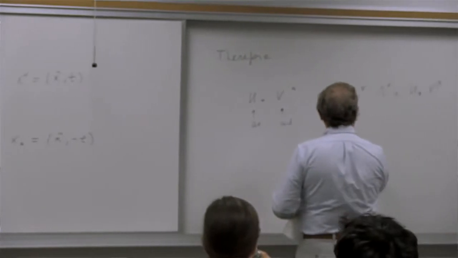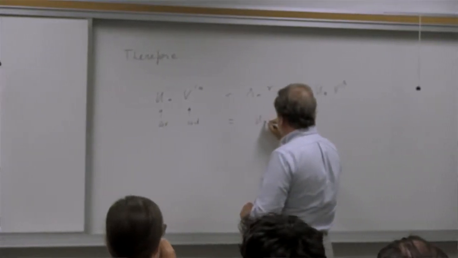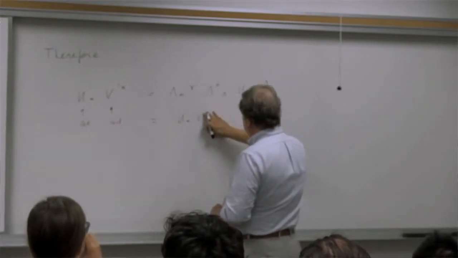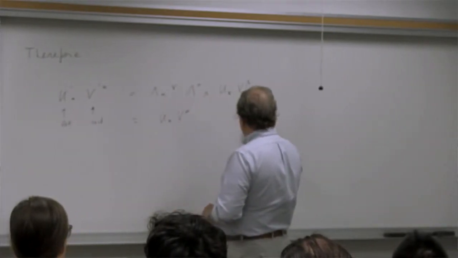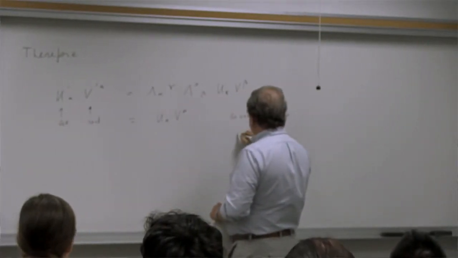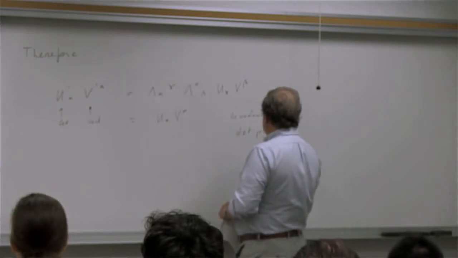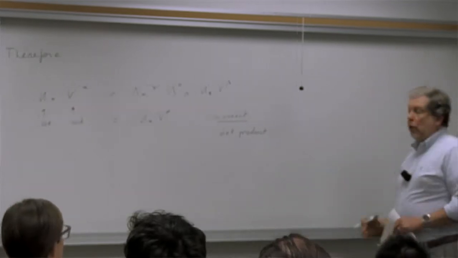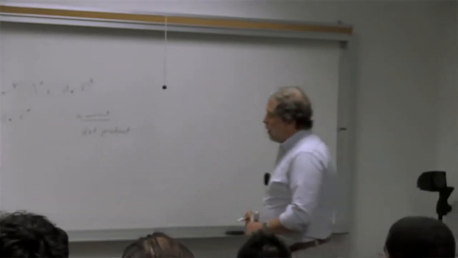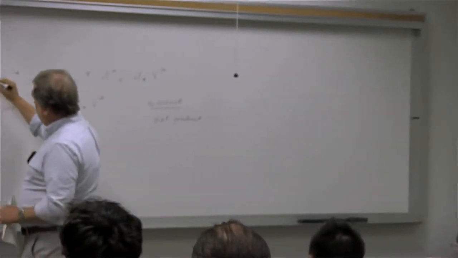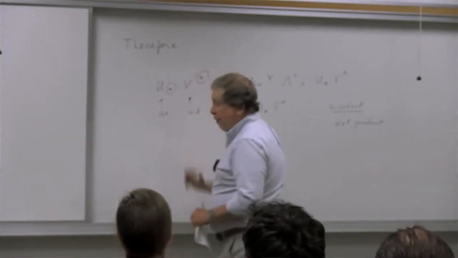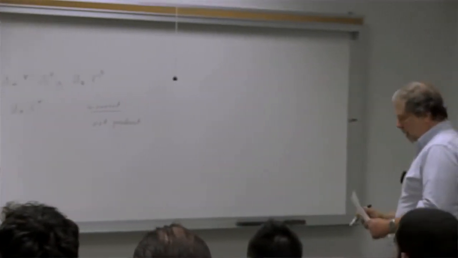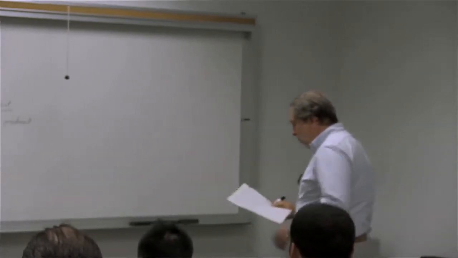So this is the same as u alpha v alpha, and that means that this is an invariant. An invariant dot product between four vectors. So it is essential that you have an index up and an index down. And that is the reason why you have to distinguish between covariant and contravariant vectors.